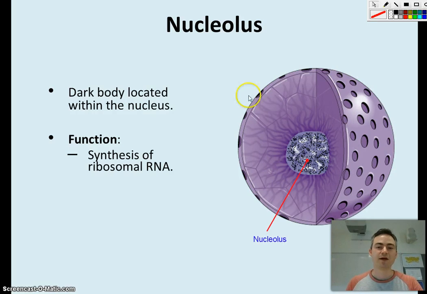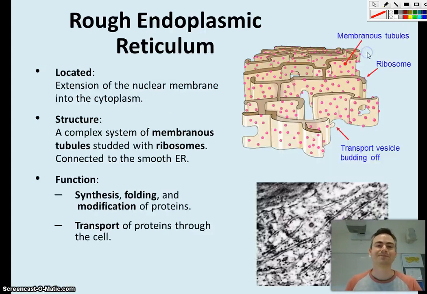Within the nucleus, we find the nucleolus, this darker patch in the middle here. Don't need to know much about the nucleolus. All we need to worry about is that it synthesizes ribosomal RNA. And we said ribosomal RNA is found in ribosomes. Where does it come from? It comes from the nucleolus. That's all I'd worry about with that.